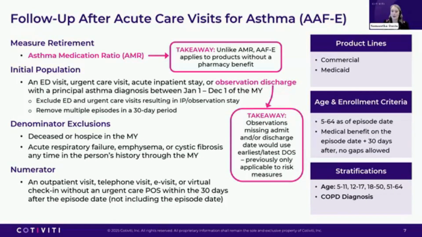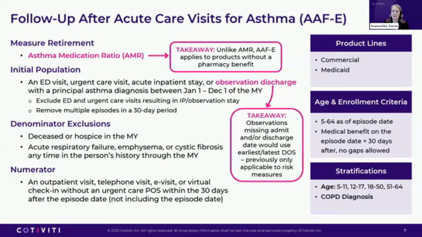NCQA will request comment on whether this eligibility criteria should be limited instead to only ED visits, removing urgent care visits, inpatient, and observation stays. Events can be excluded from the denominator of this measure for members who are deceased or in hospice during the measurement year, or members who have had acute respiratory failure, emphysema, or cystic fibrosis anytime in their history through the end of the measurement year. NCQA is also requesting comment on whether these diagnoses are appropriate exclusions for the measure.